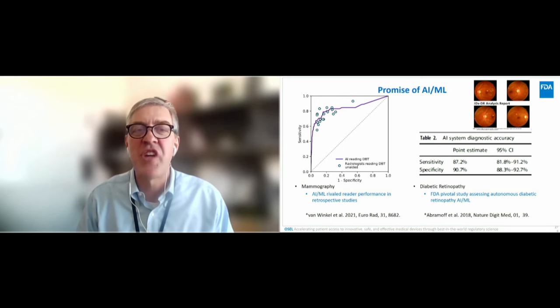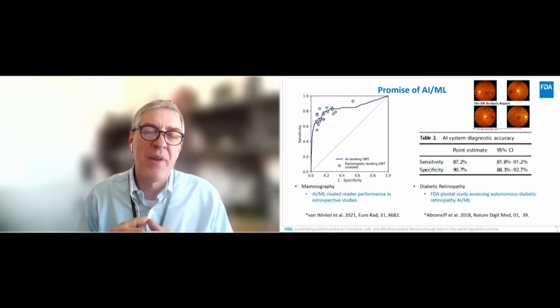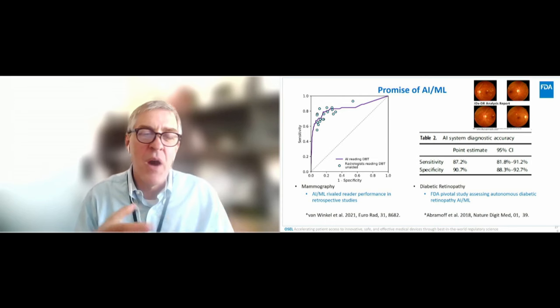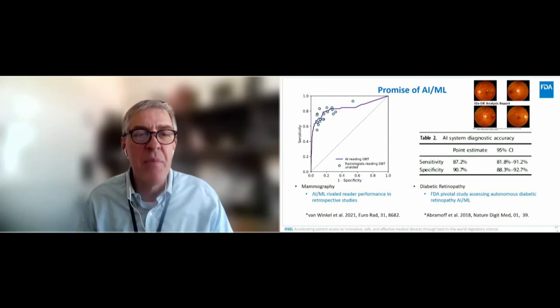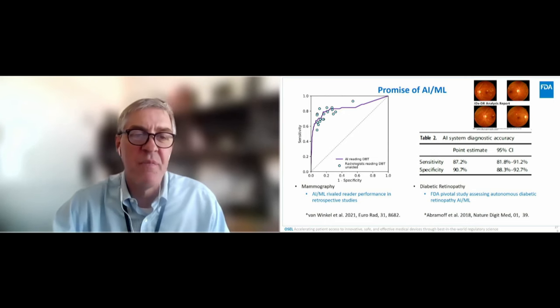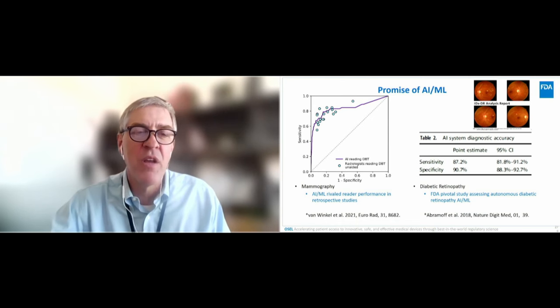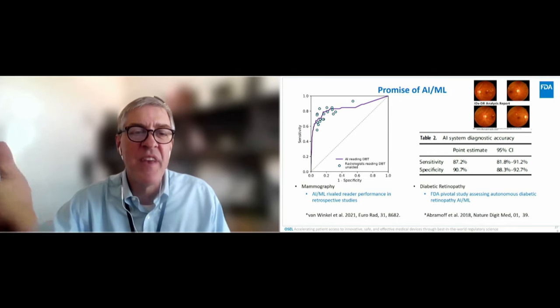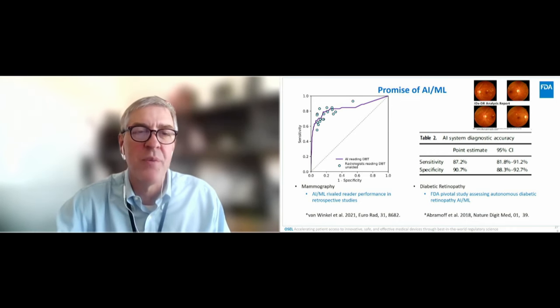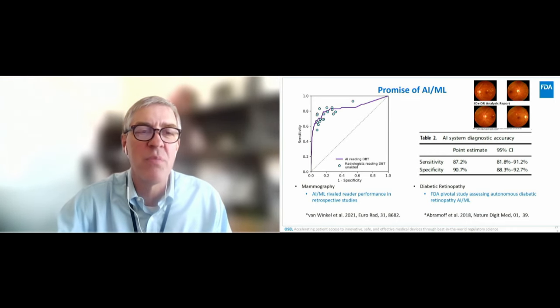Just to show you generally where AI/ML is in medical applications, I gave you two examples here that are somewhat mature in the sense that there are a number of devices in these various areas. In mammography, this is an example from Van Winkle where they looked at how well AI performs compared to radiologists reading, in this case, digital breast tomosynthesis data. What they found is that the AI/ML rivaled the reader performance. You can see here the blue dots are the reader performance, the purple curve is the AI/ML ROC curve, and you can see it pretty much splits between the readers.